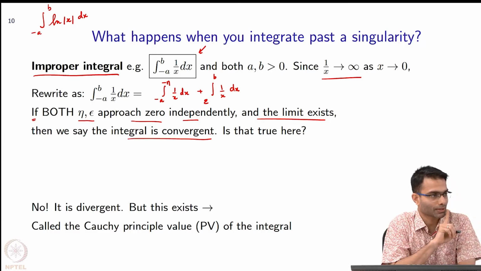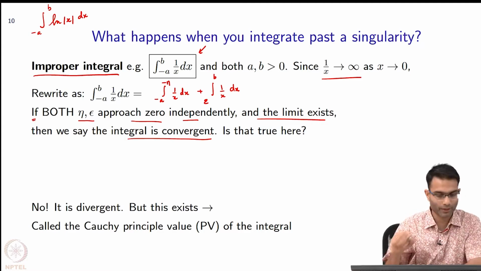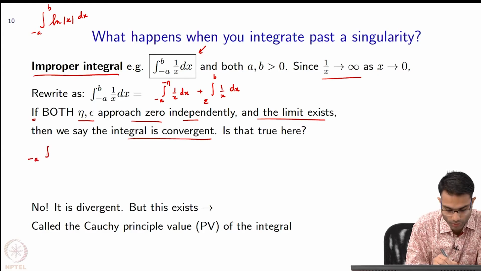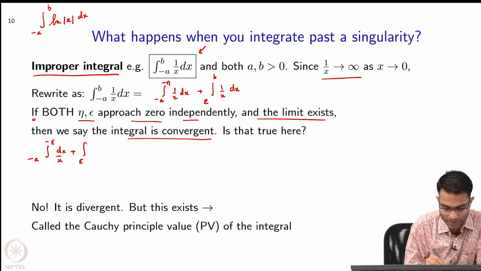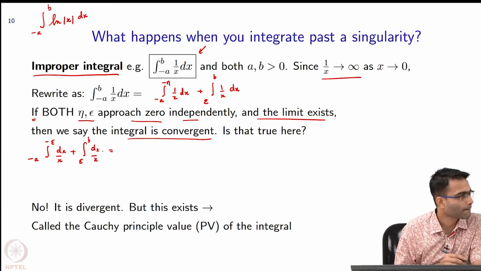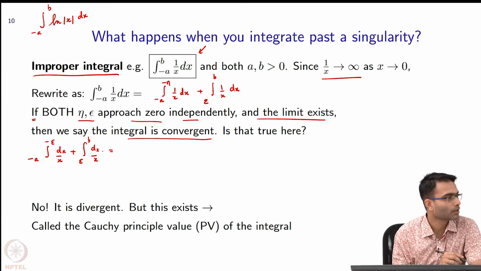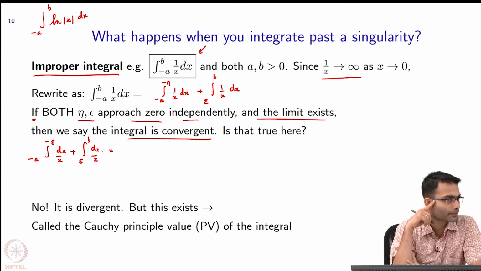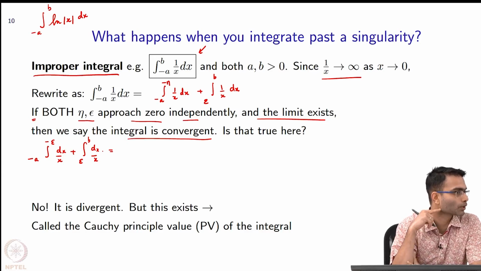then we say that the integral is convergent. To understand this a little bit more carefully, let us do minus a to minus epsilon, dx by x, plus epsilon to b, dx by x, and let us make eta and epsilon the same. What will the first term give me? I can do a substitution, x is equal to minus y. There is no problem in taking log, it will not become log of a negative number. Dx will become minus dy.